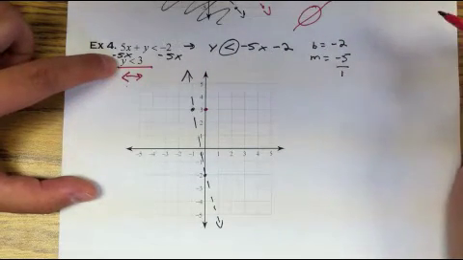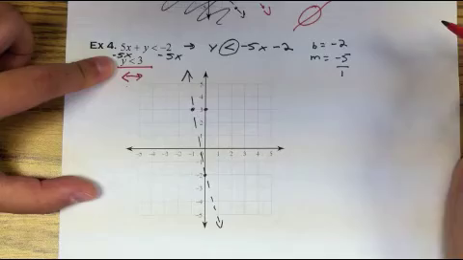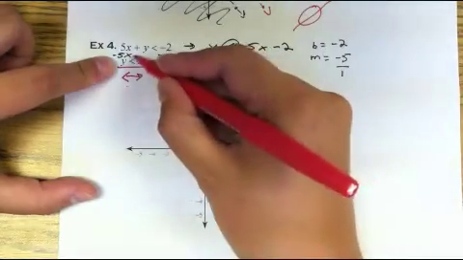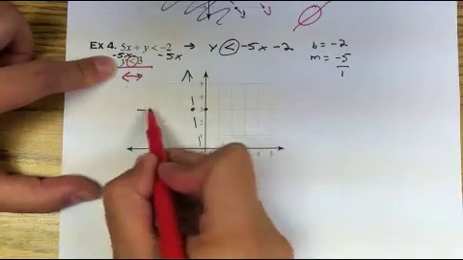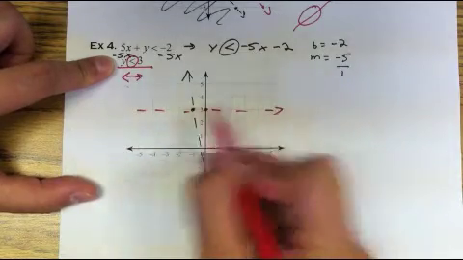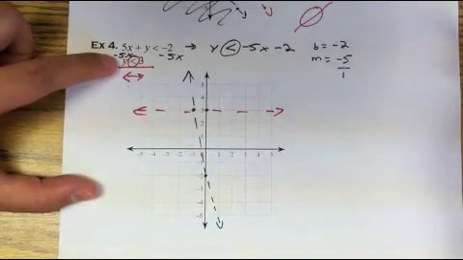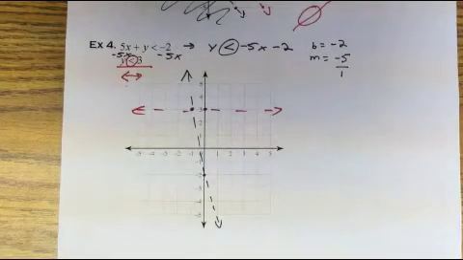Decision 1 made. Decision 2 was, is it solid or dotted? Same things apply. Is there an extra line on this? No. So let's go ahead and dot this. Okay. All right, we're almost done. Now we have to do our shading.